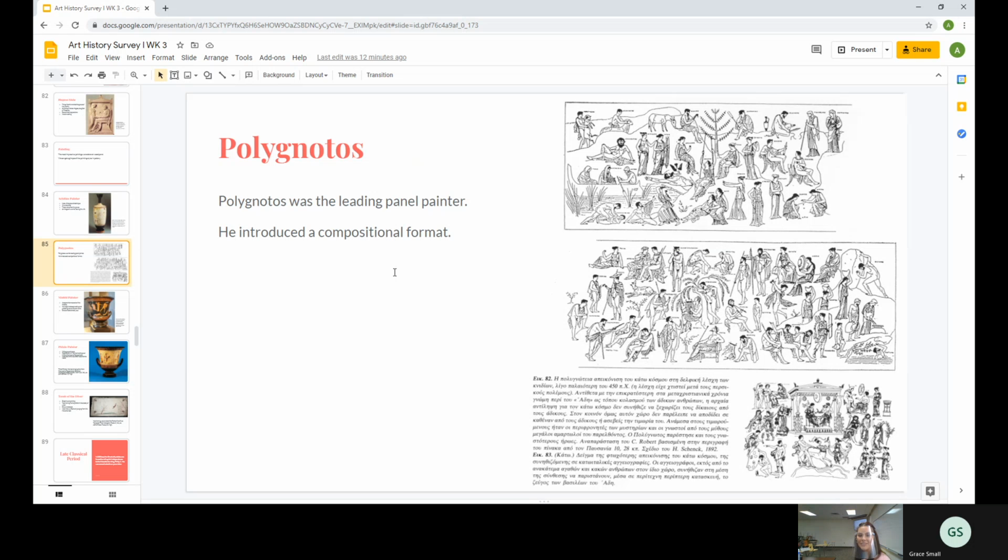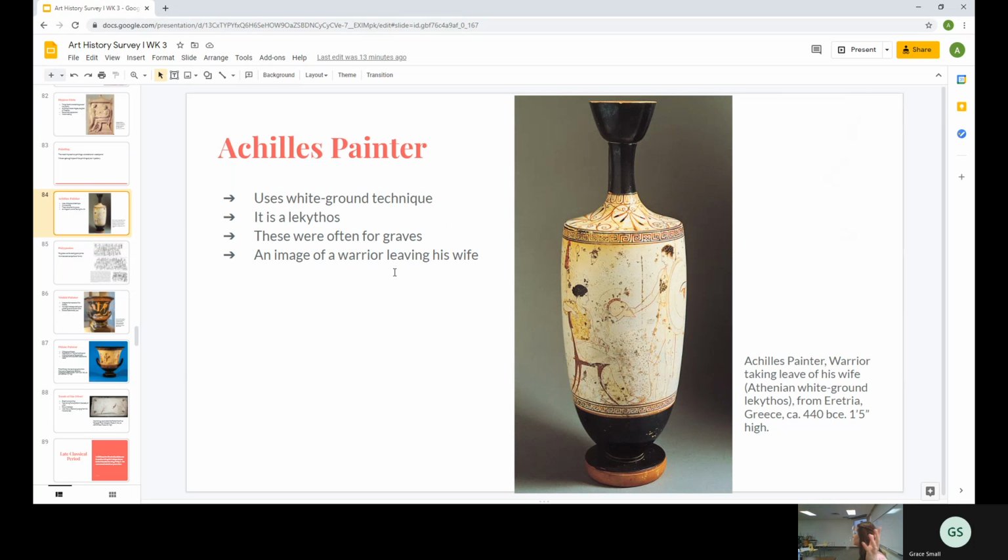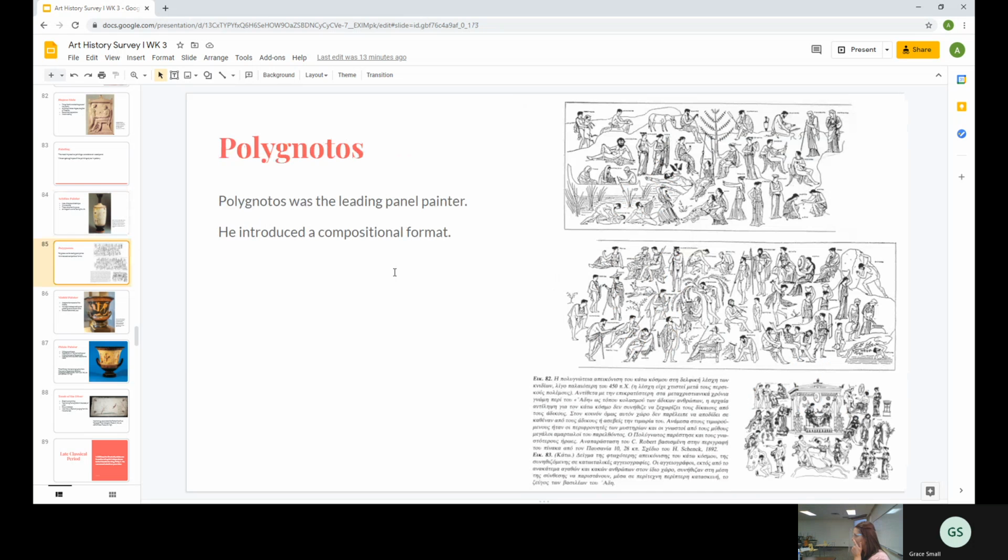Polygnotos, leading painter of one of the times, he was known for introducing compositional formats into painting, which ends up carrying over into pottery and mosaics as well, meaning he actually designed the layout rather than having people just on a flat ground. He had multi-levels. He had a foreground, a background, even added in some foliage. First one to do that in ancient Greece. So we have foliage here in the background. This is an example of what people thought his panels might look like today because we have descriptions. Foreground, midground, background. This is new. This has not happened before.